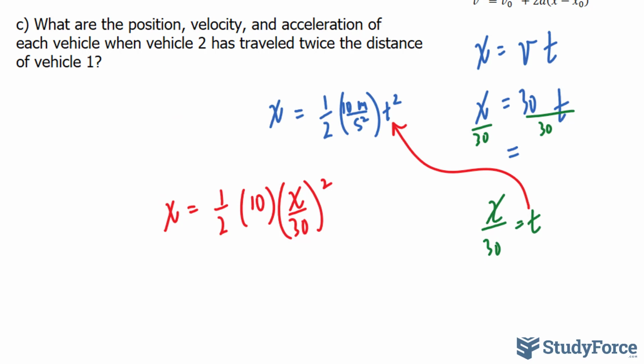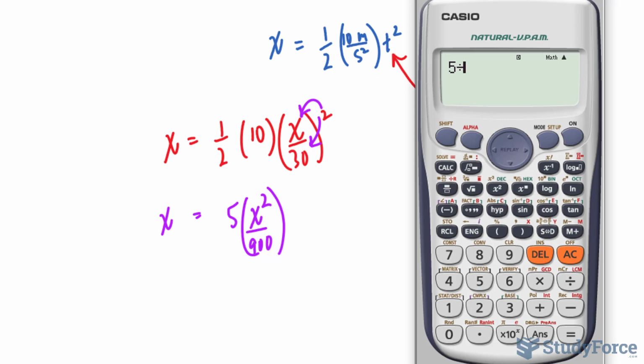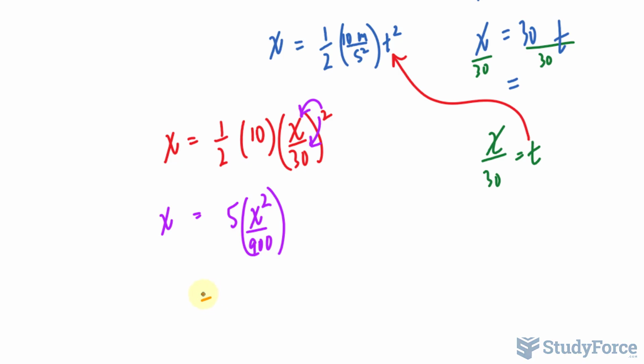We need to solve for x. We have an x term here and an x term here, so let's expand this out a little bit more. Half times 10 is 5, and if we want to distribute this exponent of 2 to this fraction, we give it to the top and to the bottom. So I have x squared over 30 to the power of 2 is 900. Furthermore, 5 over 900, that can be reduced. 5 over 900 is 1 over 180. So I have x squared over 180.